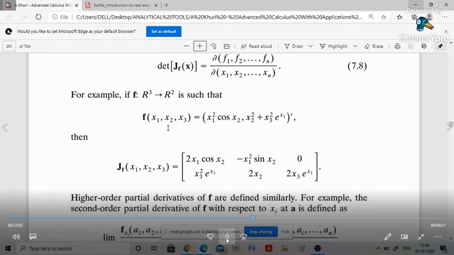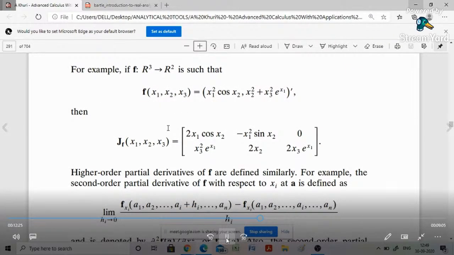What is ∂f2/∂x2? That is 2x2. There is no x2 term in the second term. What is ∂f2/∂x3? Only x3 appears in the second term of the second function. So that is 2x3 e^x1. So this is the Jacobian matrix.